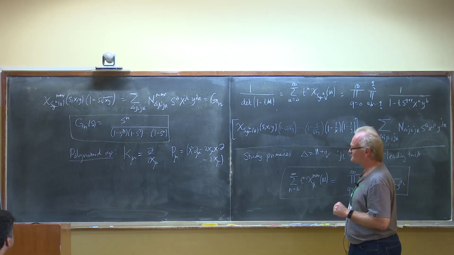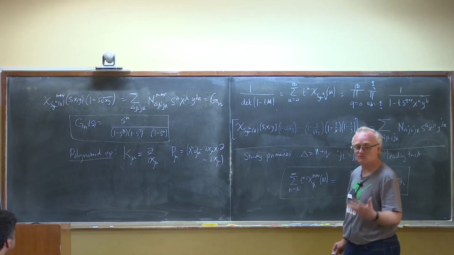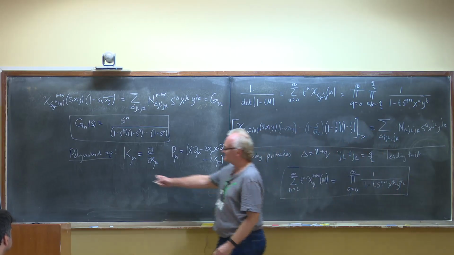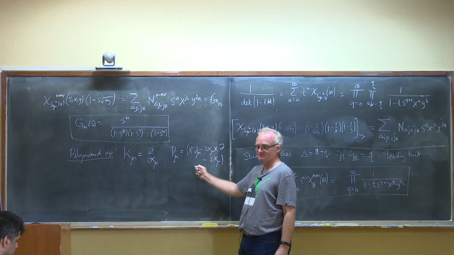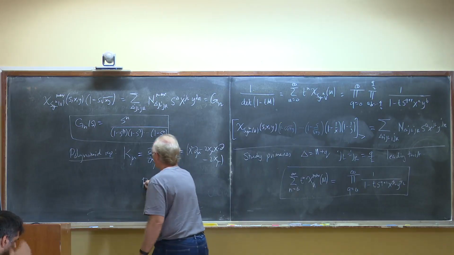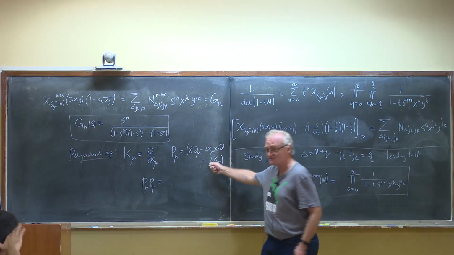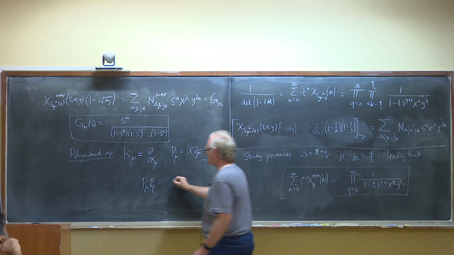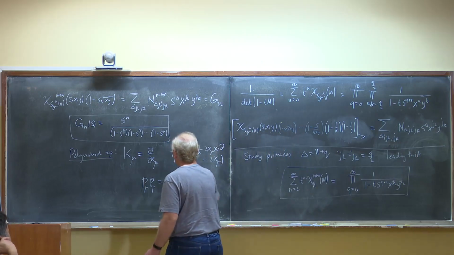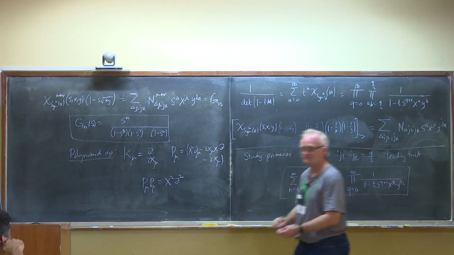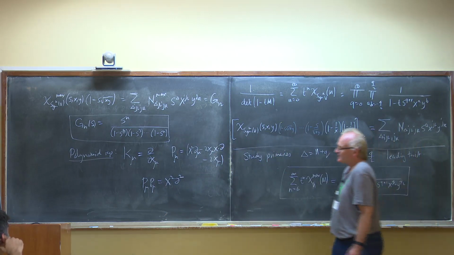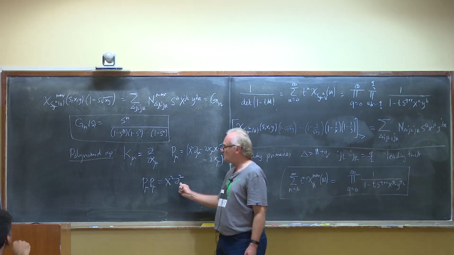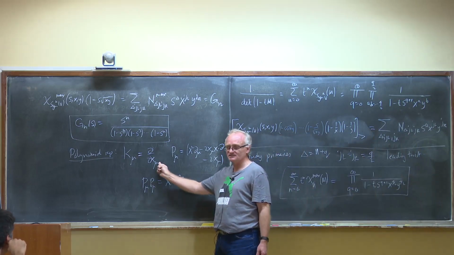The next thing is, if we have a primary, what are we going to want? We're going to want that it's annihilated by k, but we also want to put in the null state condition. So what is the null state condition? Here, if you calculate p mu, and this is important that delta is equal to 1, p mu comes out as x squared d squared.